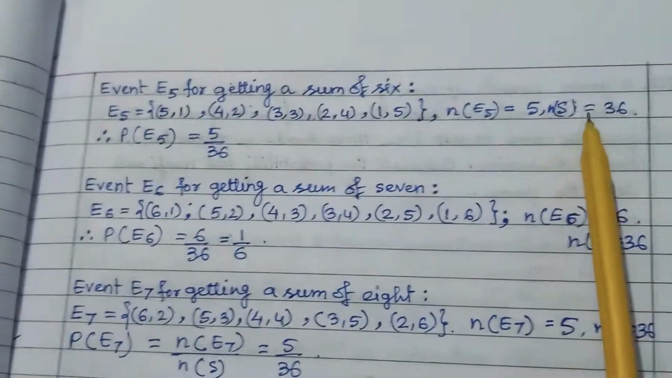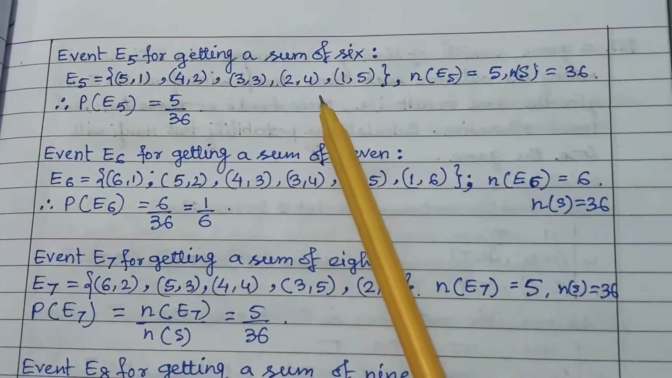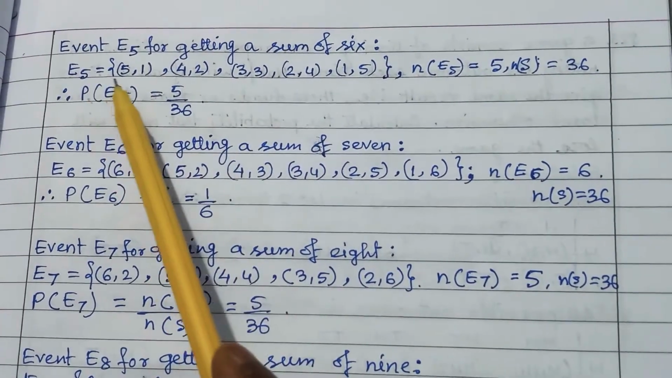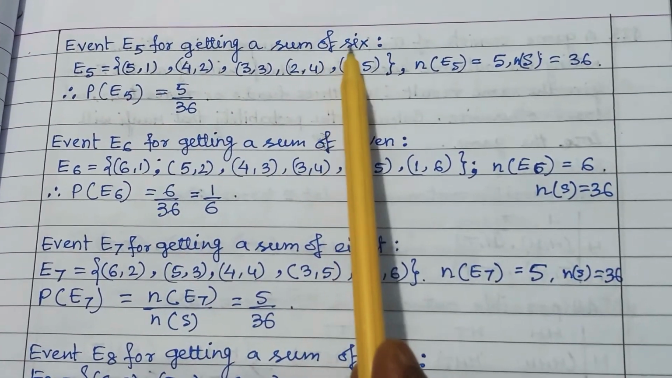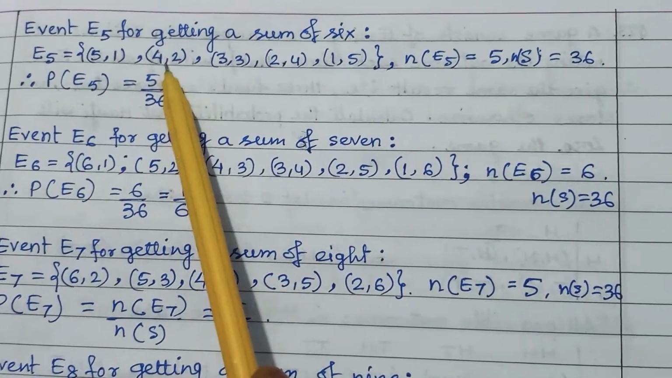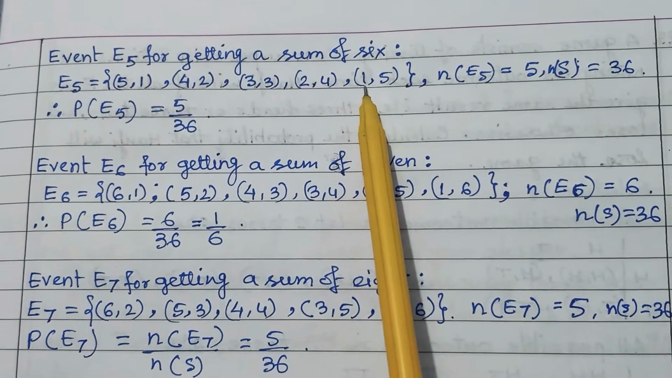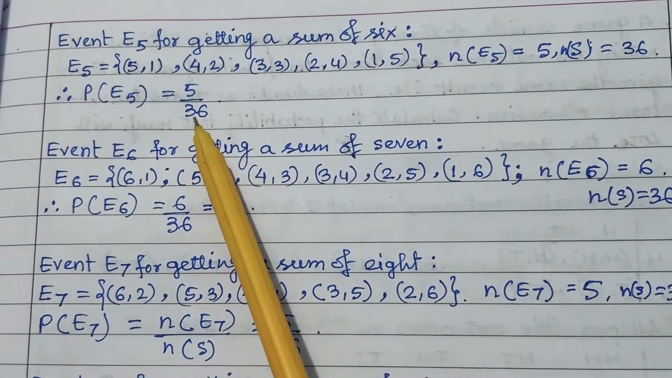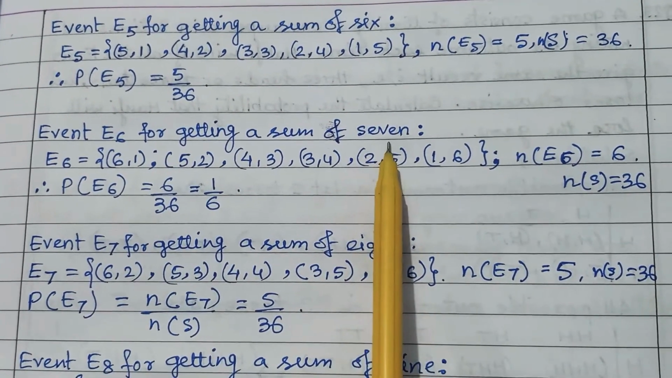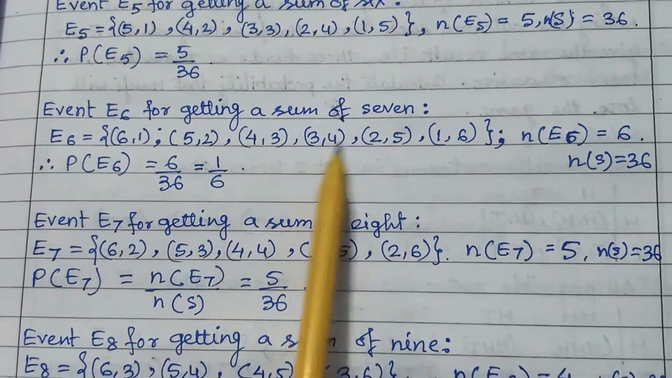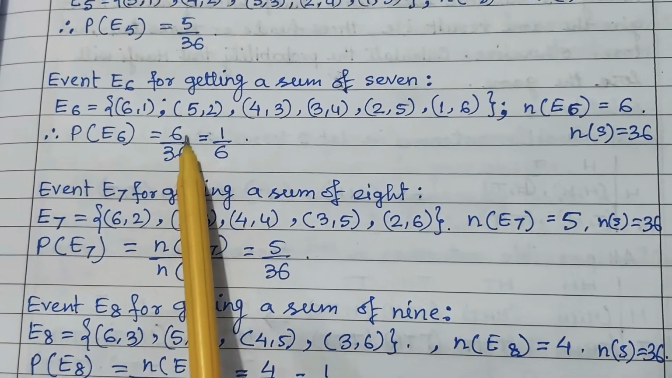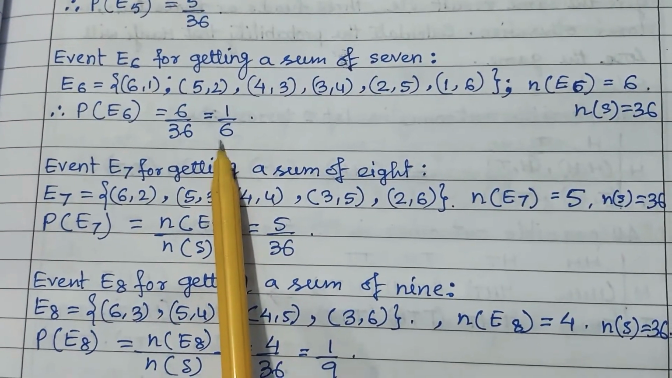In this way I have done all the calculations and shown them here. Event 5, so the sum is 6, 5 1, 4 2, 3 3, 3 2, 4 1, 5, so that is 5 upon 36. Sum is 7, these are the options, and it is 6 upon 36, 1 upon 6.